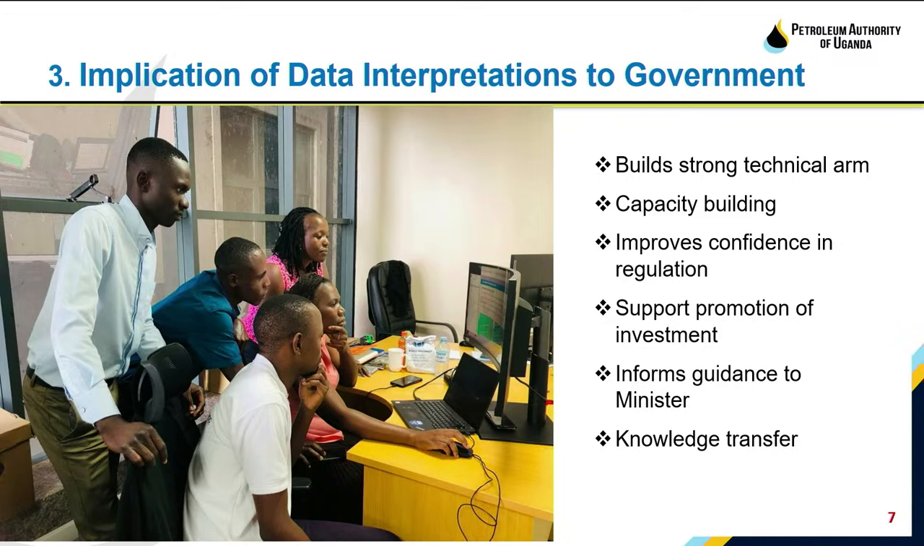Another thing, also in the oil and gas, we always have professionals at all levels. We have researchers, we have students, we have internship students. So by all means, when you're doing this work, we are doing a lot of knowledge transfer and enabling continuity in the oil and gas industry.